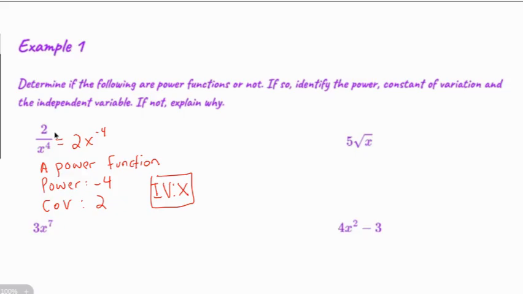All right, 5 square root of x. This can be written as 5 times x to the 1/2. So this is also a power function. Our power being 1/2, and our constant of variation is 5. Constant of variation, think similarly to lead coefficient.